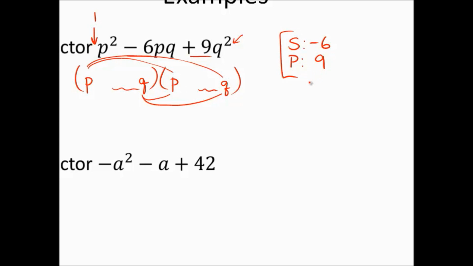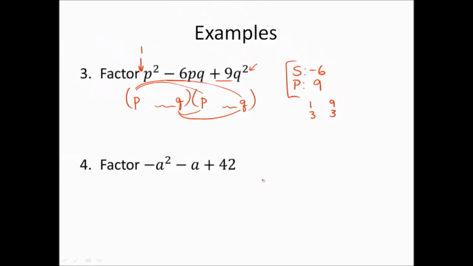Product could be possibly 1 times 9, 2 times no, 3 times 3, and that's all our possibilities. And since the product is positive, we're looking for a sum of 6. So which of these sum to 6? 3 and 3. They sum to a negative, so we want negative 3 minus 3. That gives us negative 6, and negative 3 times negative 3 gives us 9. So we have negative 3 and negative 3.